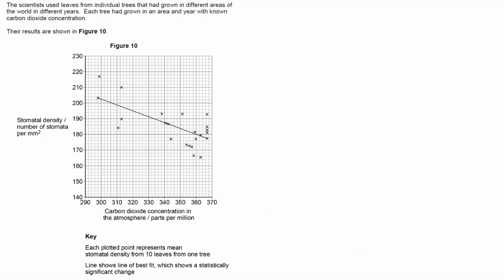The next part of the question is, the scientists used leaves from individual trees that had grown in different areas of the world in different years. Each tree had grown in an area and year with known concentration of carbon dioxide. The results are shown in figure 10. And the question is, give a null hypothesis for this investigation and name a statistical test that would be appropriate to test your null hypothesis.